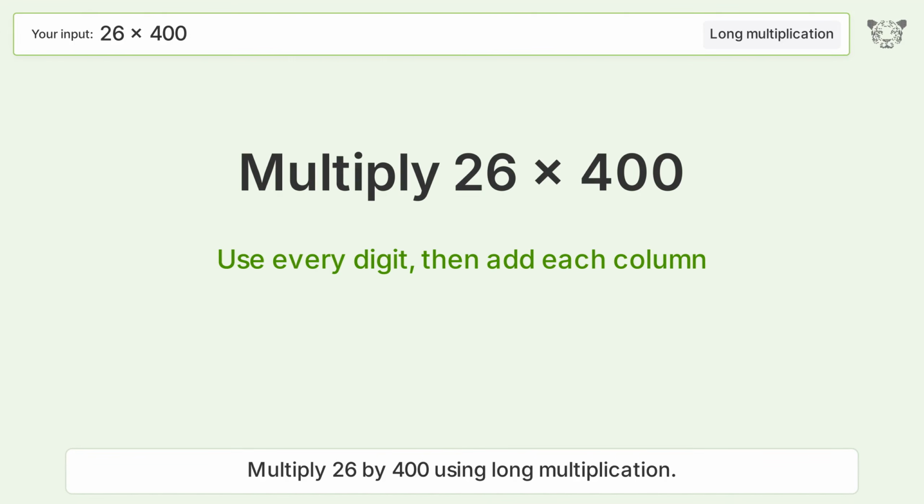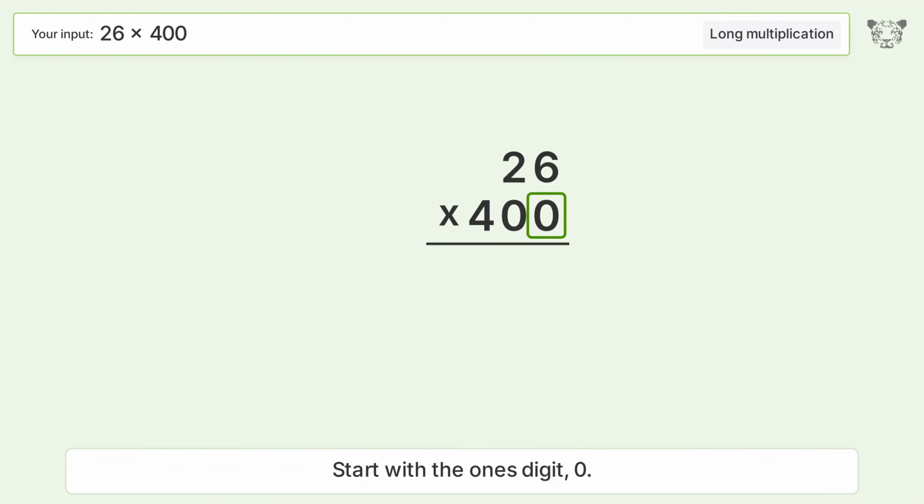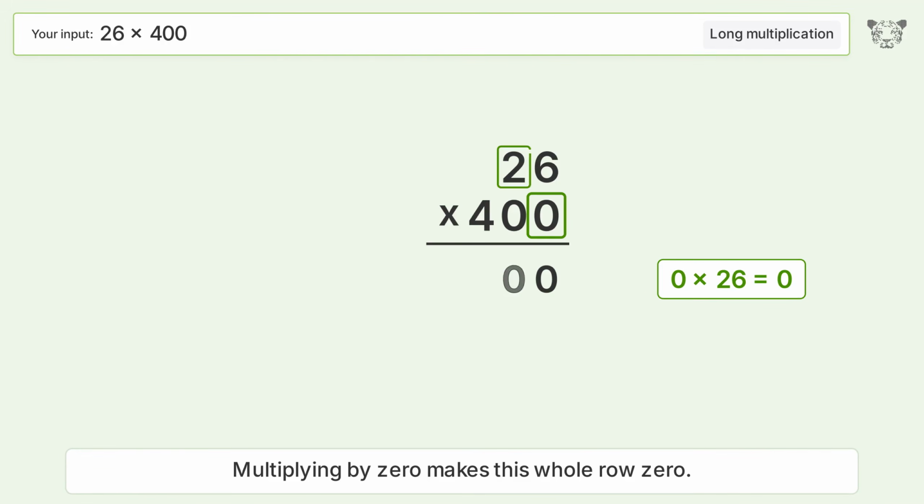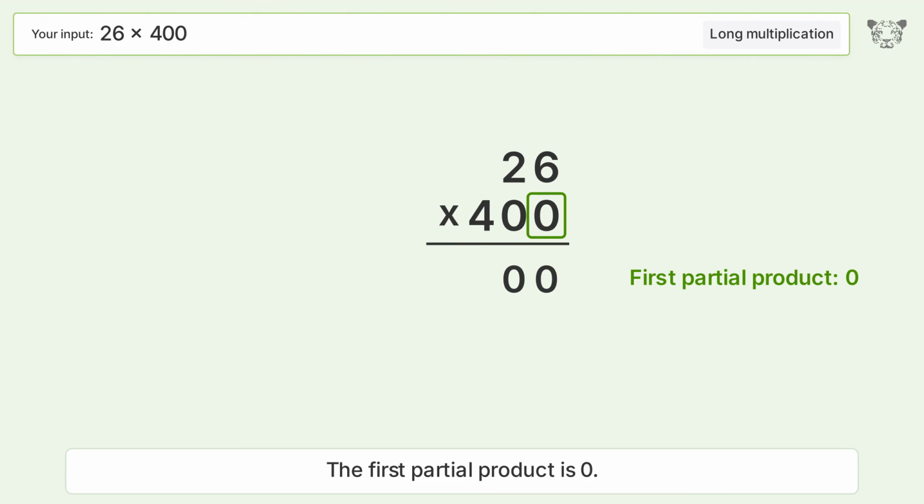Multiply 26 by 400 using long multiplication. Start with the ones digit, 0. Multiplying by 0 makes this whole row 0. The first partial product is 0.